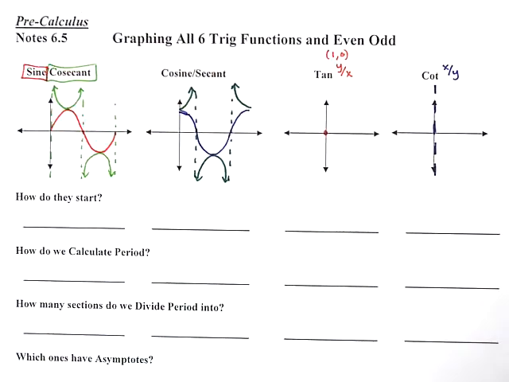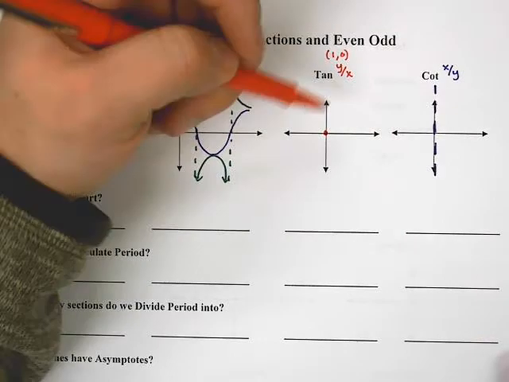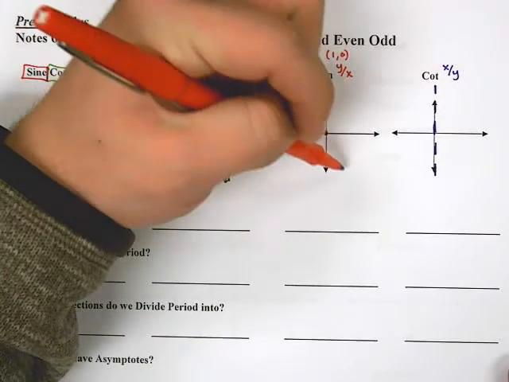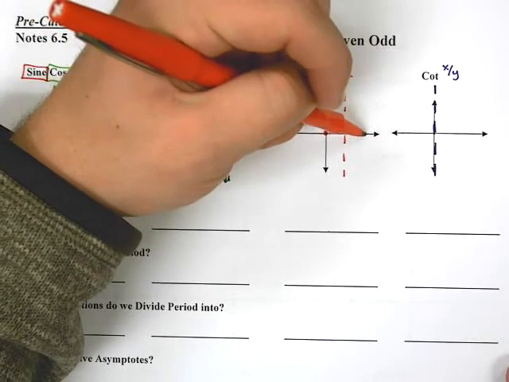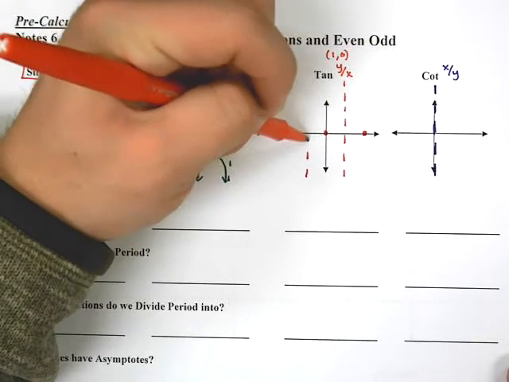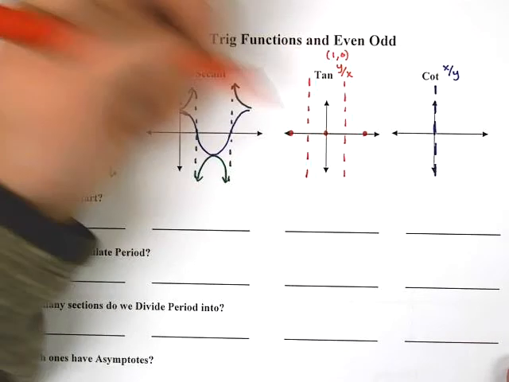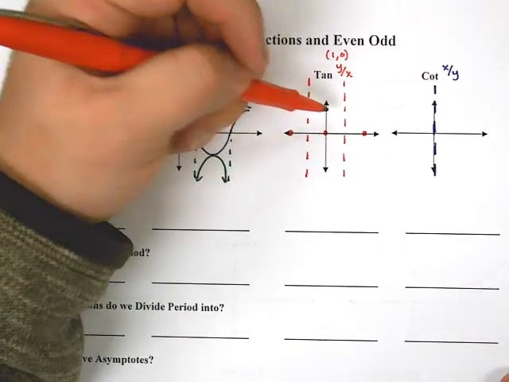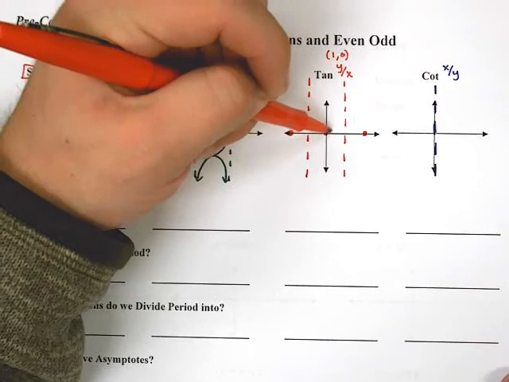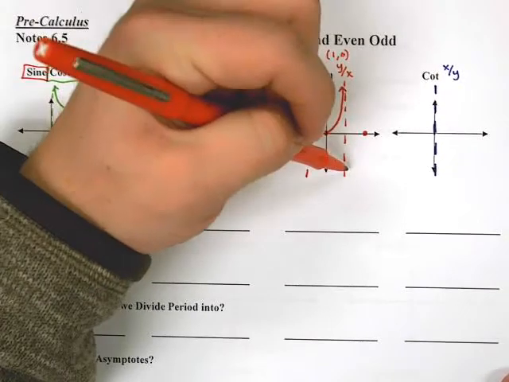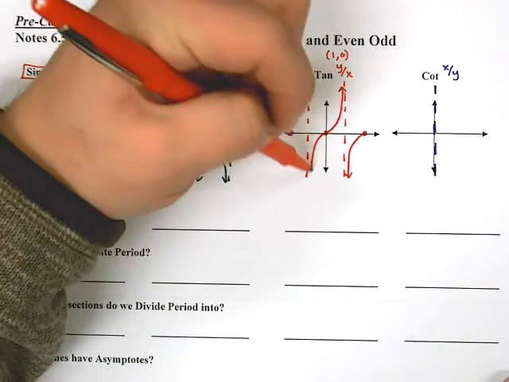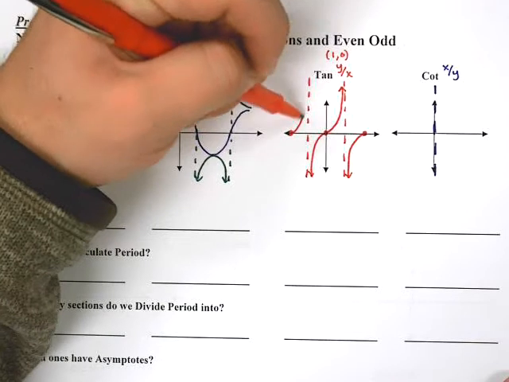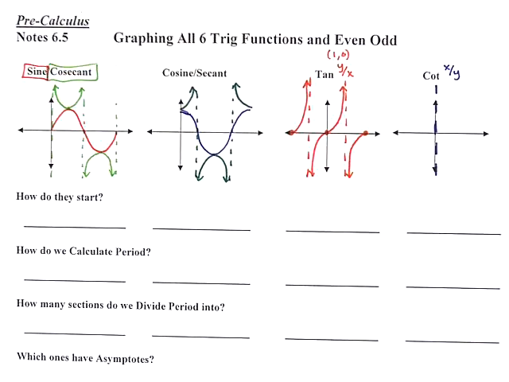Okay? But once we know that we have a point, we know that our next key point will be an asymptote, and it will finish with another point, and same thing on the other side, a point. And remember, tangent is always positive in quadrant 1, so it'll look like that. In quadrant 2, it's negative, so it'll look like that. And then we just finish off the graph. Something like that.